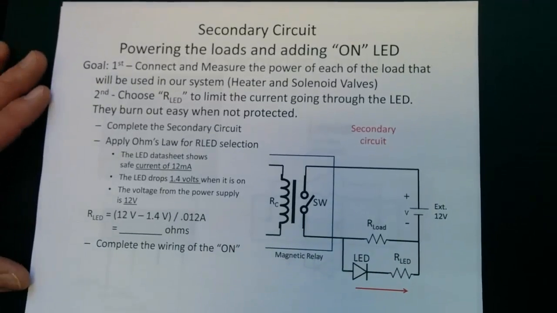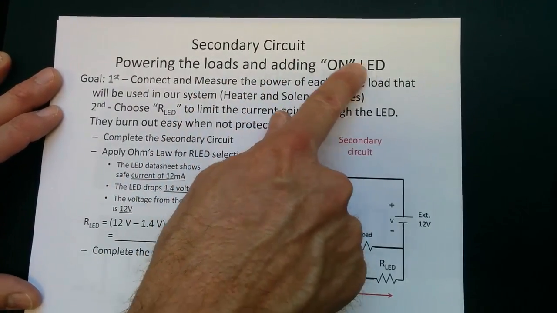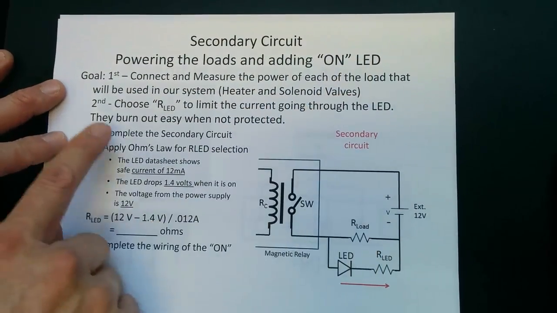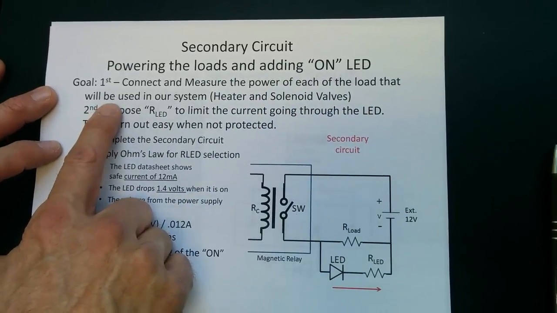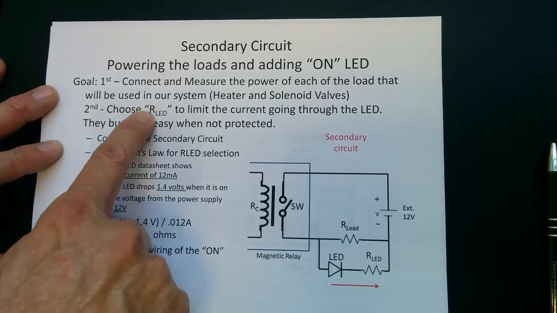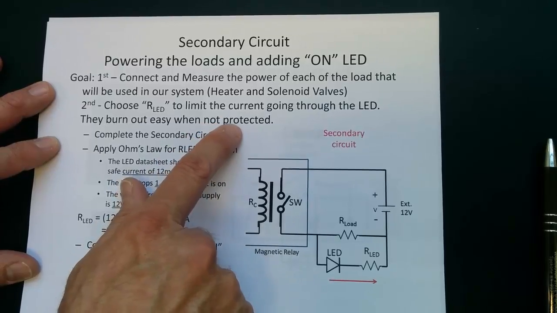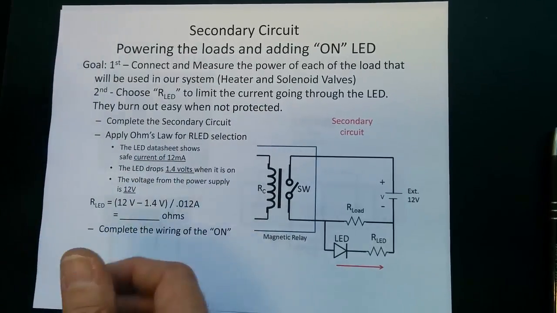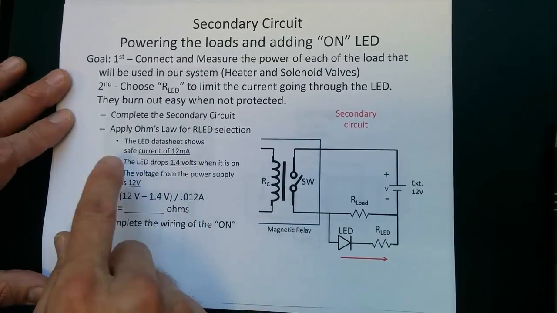All right, so let's move on to the secondary circuit. Again, these are going to power loads and add an LED, a light emitting diode, to show when things are actually working. So the goal is to connect and measure the power to each of the loads that will be used in our system. And the second goal is to choose the resistor to limit the current going through the LED. They burn out easy when they're not protected. If you don't add a resistor, they won't last very long. They're not intended to carry a lot of energy. That's why you see a lot of LED lights being made low energy.